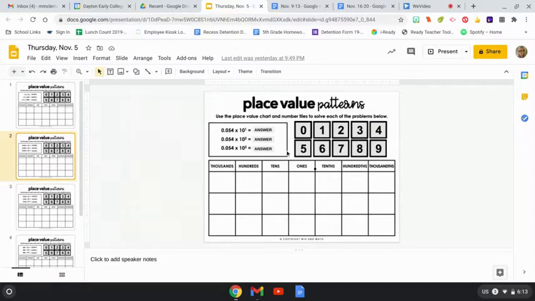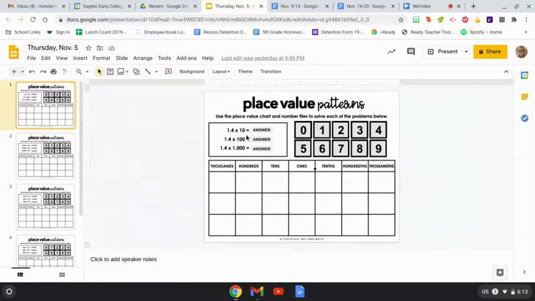And that's where you can see 10 to the first power is the same as 10, 10 to the second power is the same as multiplying or dividing by 100, and 10 to the third power is just like multiplying or dividing by 1000. So what you're going to do is you're going to see this first problem.